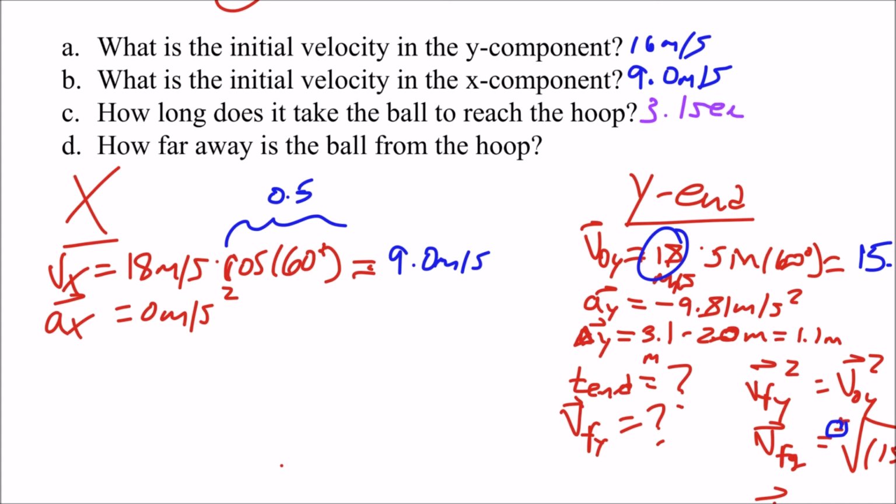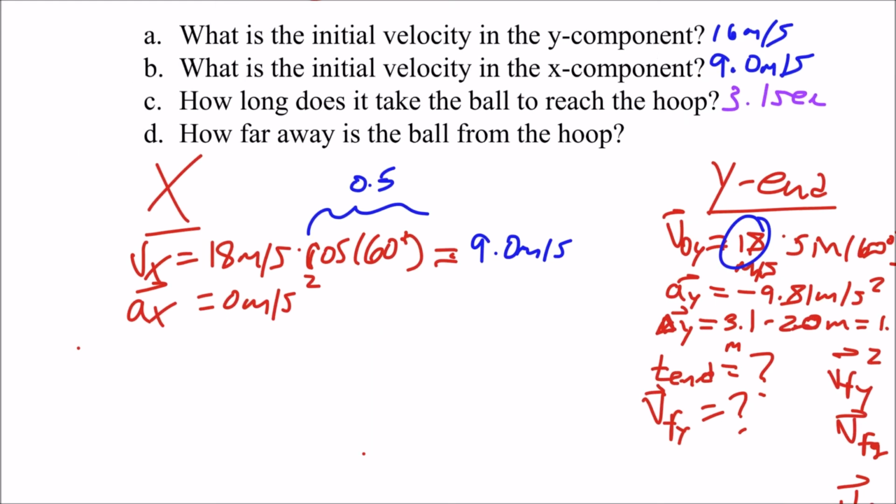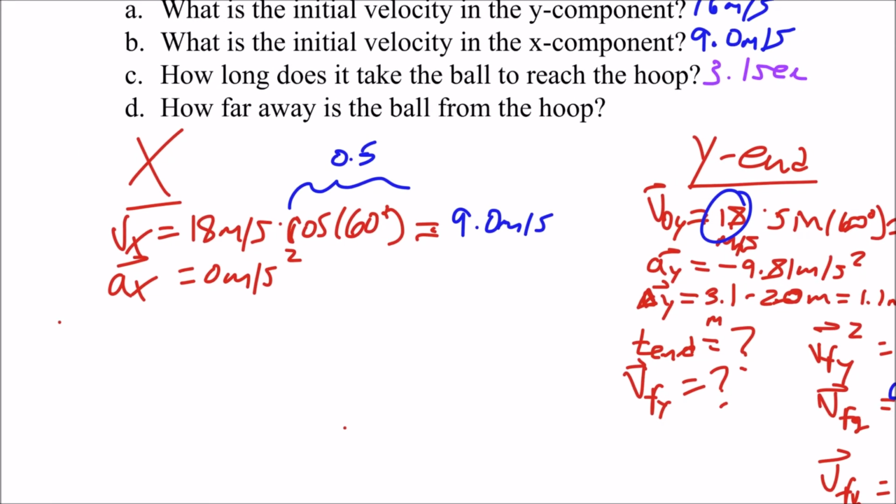The last question asks how far away is the ball from the hoop? Okay, so that's an x-axis question. So I can take that time that I just figured out and put that over here because time is a scalar, so it belongs in both the x and the y axis. So I'm going to go ahead and bring that time and put that over here. And I'm using the big long number, not the rounded version. And I'm trying to figure out what delta x is.